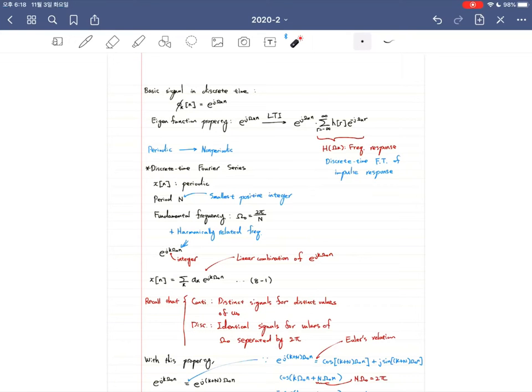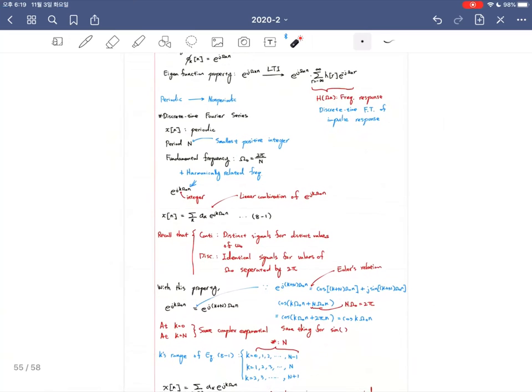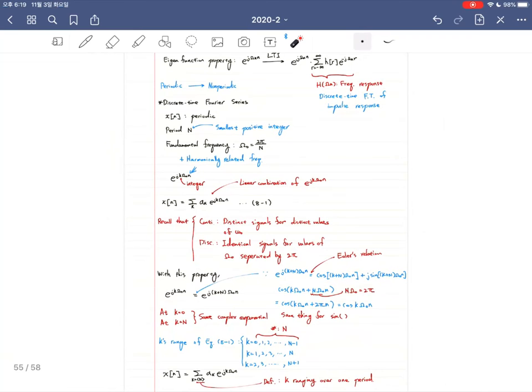And it's the same thing that we start with the periodic signal, which leads to the Fourier series, and then we will extend it to the non-periodic signal, which we will do today, and which will lead to the Fourier transform of the discrete time. Basically, it's the same idea, but we have some differences between continuous time and discrete time.